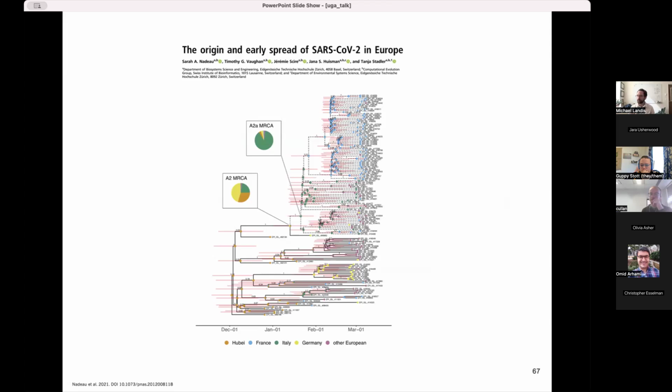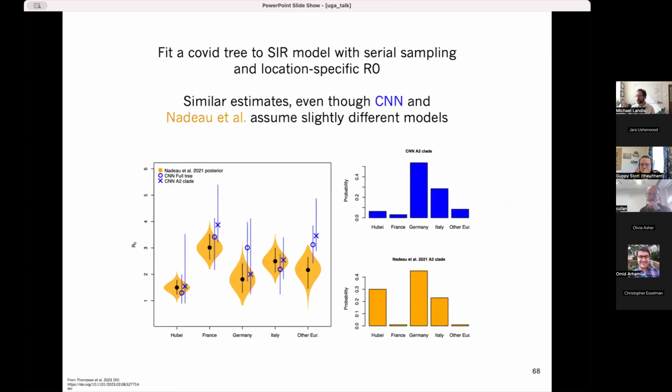We then applied this to an extremely well-done analysis for the spread of COVID throughout European nations, published in 2021 by Nadeau et al. They have a very complex model. We're using a relatively simple model by comparison. But nonetheless, even though we used a relatively simple model, we ended up with per-location basic reproductive numbers that are very similar to what they obtained.